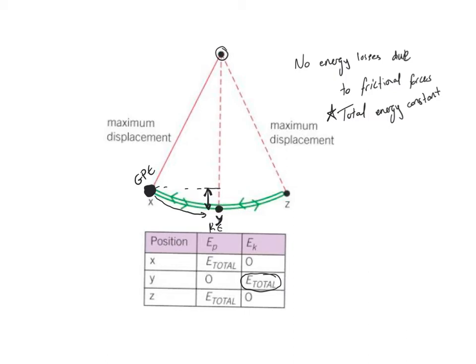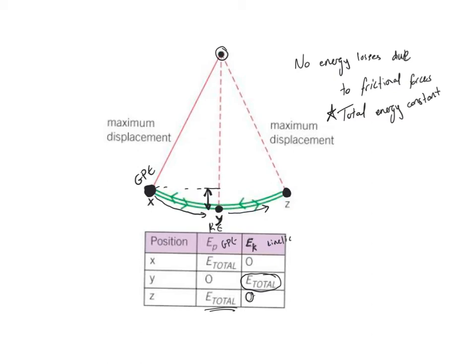Whereas in this position X, all the energy was in the gravitational potential store with zero in the kinetic store. So this stands for the kinetic, this stands for the gravitational potential energy. And as it goes to this side, the kinetic energy decreases because it comes to a stop again at the maximum displacement. So if it stops, there will be zero kinetic energy, and all the energy will be back in the gravitational potential energy store.